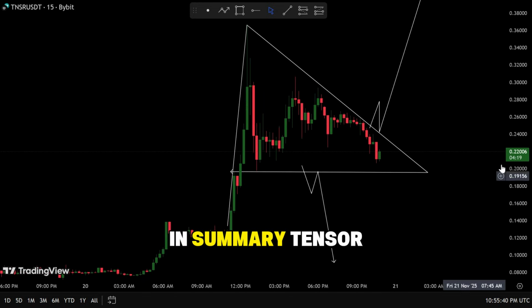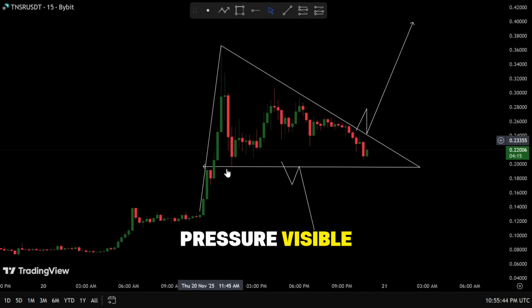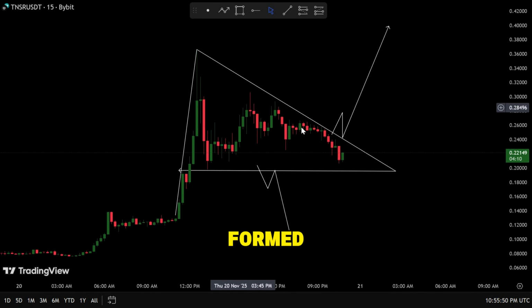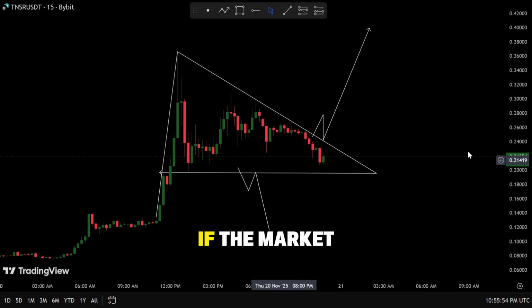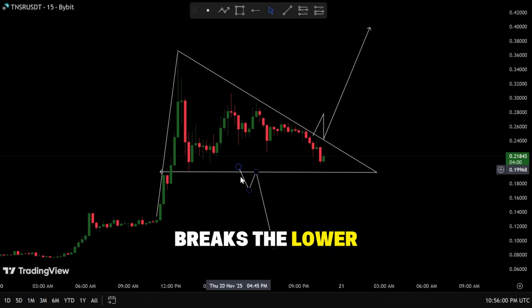In summary, Tensor Coin is currently in an uptrend with strong buying pressure visible on the 15-minute chart. A falling wedge chart pattern has formed, and we are waiting for a breakout. If the market breaks the upper trend line, wait for the retest and buy. If the market breaks the lower trend line, wait for the retest and sell.